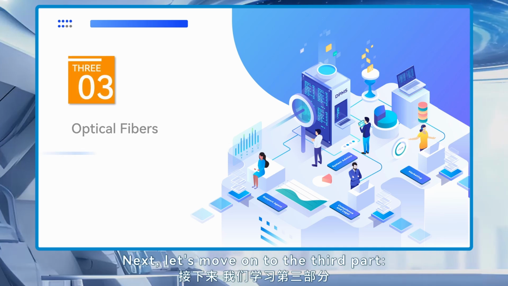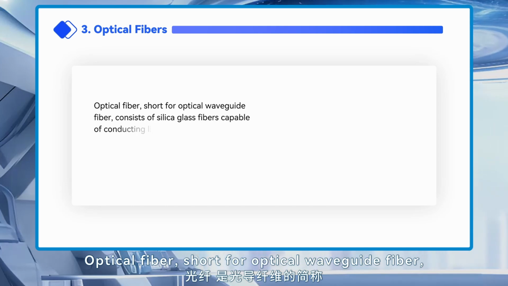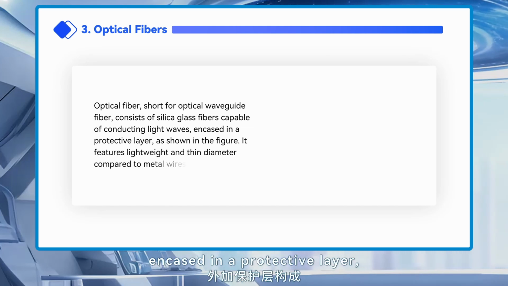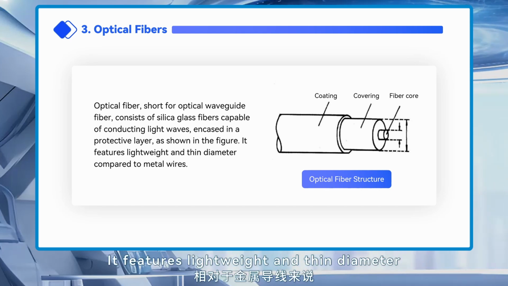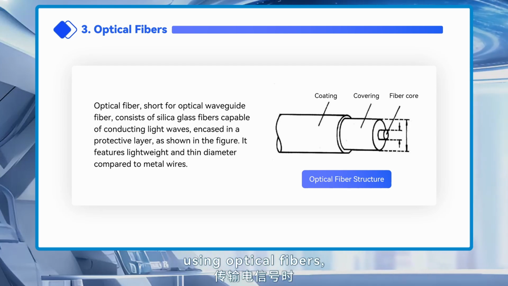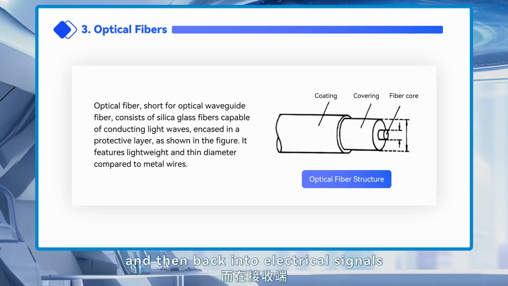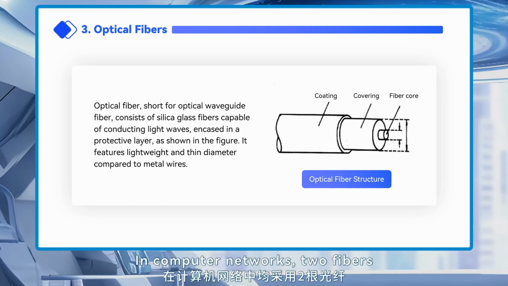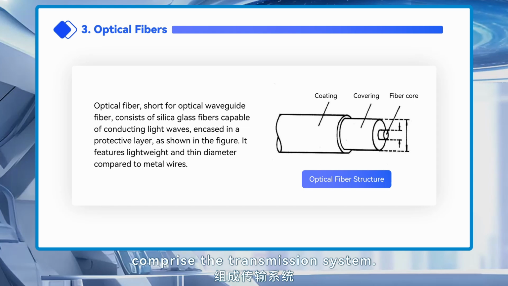Next, let's move on to the third part, optical fibers. Optical fiber, short for optical waveguide fiber, consists of silica glass fibers capable of conducting light waves, encased in a protective layer, as shown in the figure. It features lightweight and thin diameter compared to metal wires. When transmitting electrical signals using optical fibers, the signals are first converted into optical signals at the transmitting end and then back into electrical signals by a photodetector at the receiving end. In computer networks, 2 fibers, one for sending and one for receiving, comprise the transmission system.